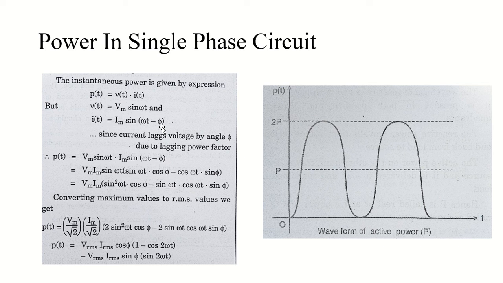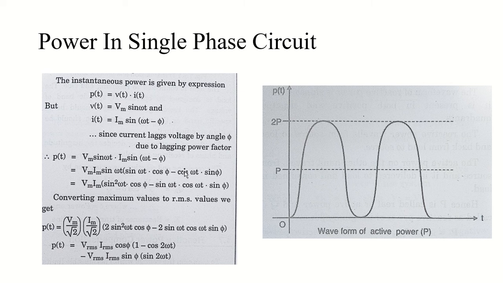Now putting the values of Vt and It into the first equation of Pt, Pt will be Vm sine omega t into Im sine omega t minus phi. Then keeping Vm sine omega t as it is, with this sine omega t minus phi, we will implement the equation of sine a minus b. What is the value of sine a minus b? It is sine a cos b minus sine b cos a. Always remember, sine a minus b is sine a cos b minus sine b cos a.